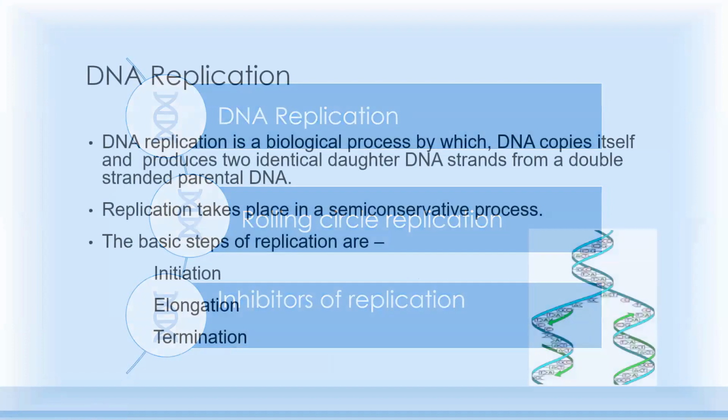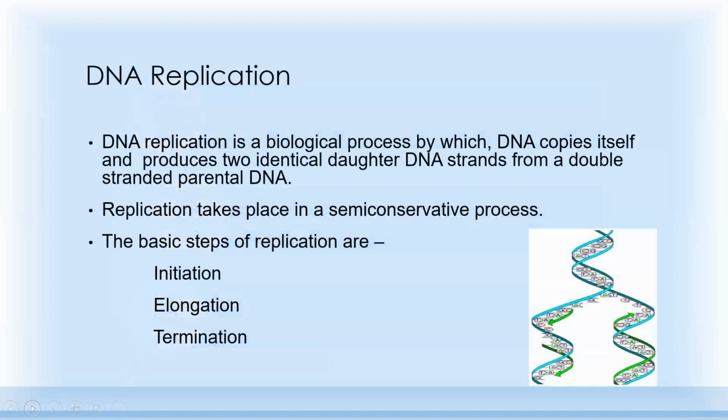So first, what is DNA replication? DNA replication is a biological process. It takes place in all cells during the cell cycle, that is during the S phase of the cell cycle. What happens during DNA replication is that a DNA copies itself and produces two identical daughter DNA strands, and it is passed on to the daughter cells.